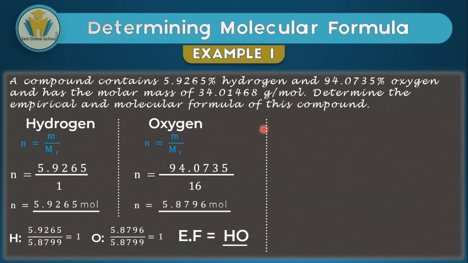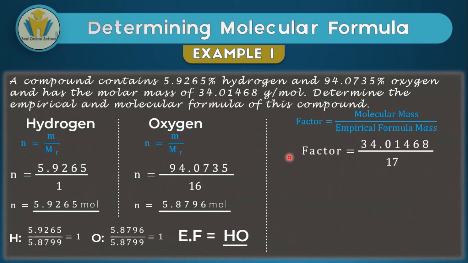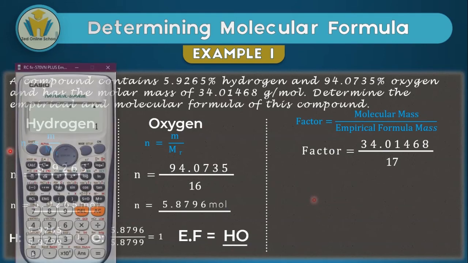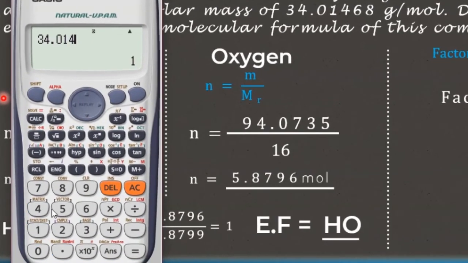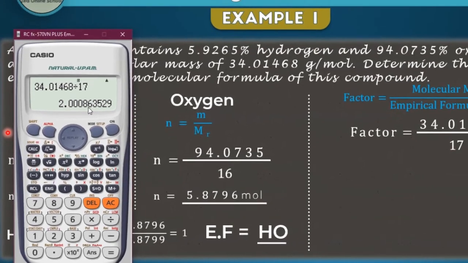To find the factor, we are going to divide the molecular mass by the empirical formula mass. The empirical formula mass is just the formula mass for the empirical formula. We get the empirical formula and use it to find a relative molecular mass. So you can see hydrogen is 1, oxygen is 16. We add those two numbers, we get 17. Therefore, our factor is going to be 34.01468. We divide it by 17. You saw how I found that. It's just like the molecular masses we've been finding. The answer we're going to get is our factor. You can see we've got 2.0008, which just implies we have 2 as our factor.